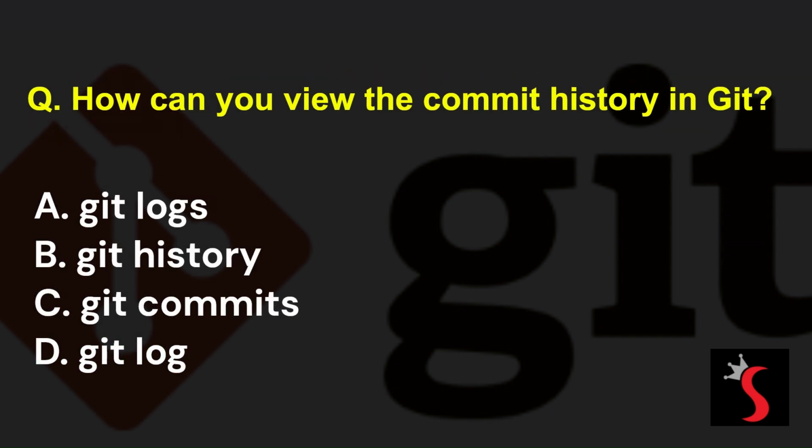How can you view the commit history in Git? A. Git logs. B. Git history. C. Git commits. D. Git log.